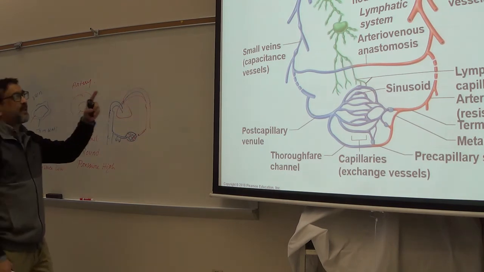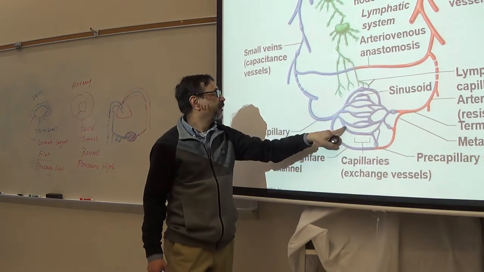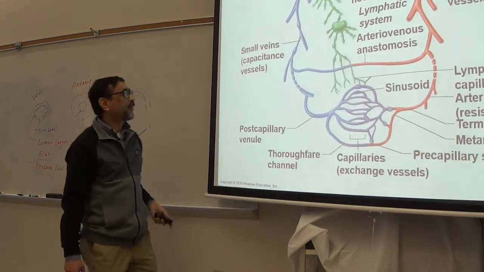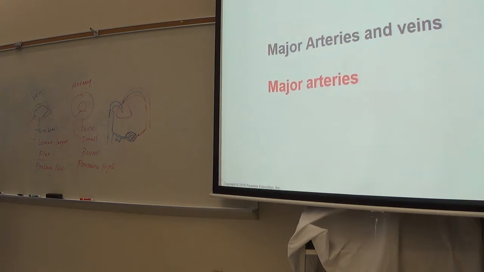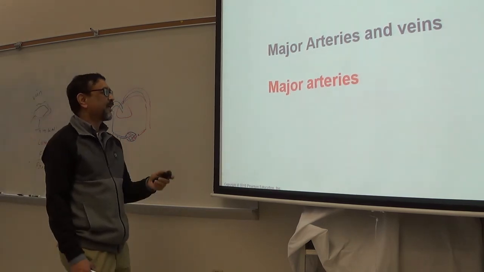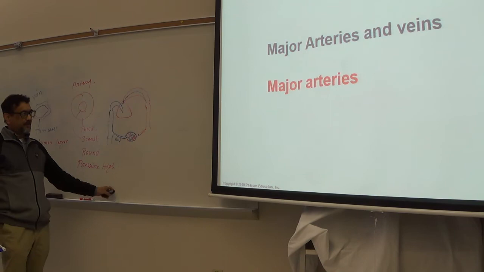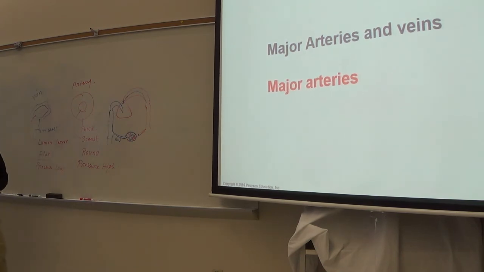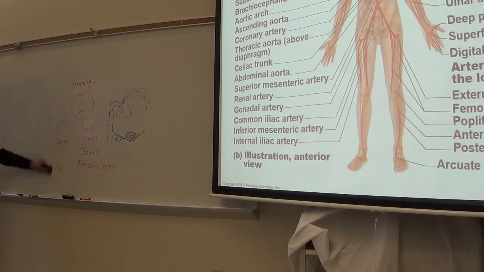Here, you see the same thing I showed you. This is the capillary bed, venule, and vein. We talked about systemic and pulmonary circulations in last class. Now, we'll see the arteries, major arteries in the body. So this is the arterial system.